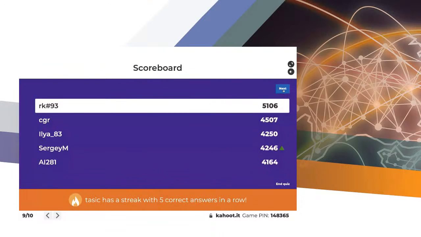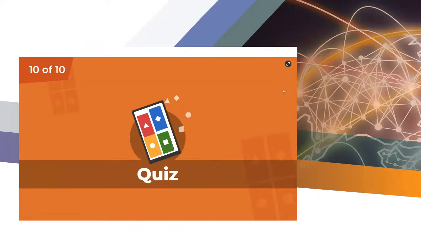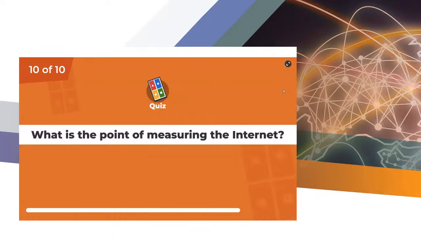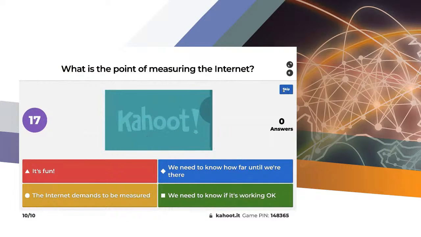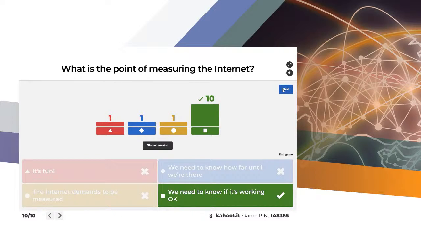And the scoreboard sort of remains the same. RK at the front, CGR, Ilya, Sergey, and AI. But anything can happen. Everybody's really close. On to the last question. Let's see. What is the point of measuring the internet? Why would you measure the internet? Because it's fun. We need to know how far until we're there. The internet demands to be measured, or we need to know if it's working okay. What would be the right answer? We need to know if it's working okay. So that's why we measure the internet.